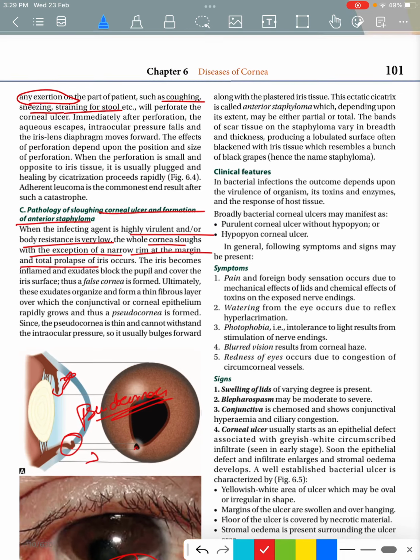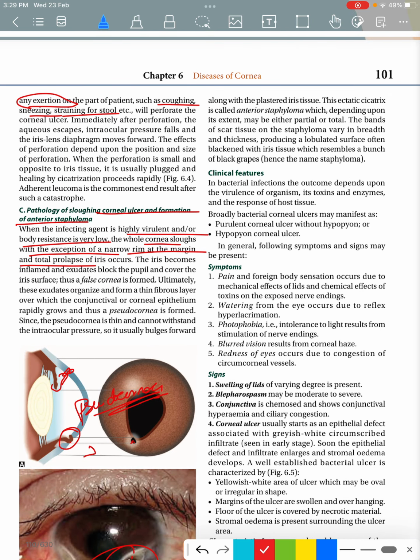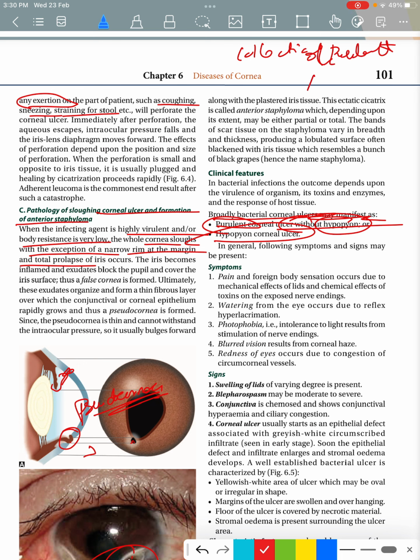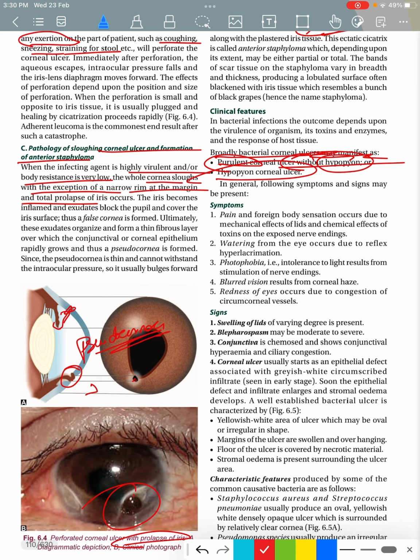Okay, so let's see about the clinical features of this bacterial keratitis. Broadly, bacterial ulcers may manifest as purulent corneal ulcer without hypopyon or hypopyon corneal ulcer. Hypopyon is nothing but a collection of pus cells, purulent cells. In bacterial keratitis, it is sterile. Okay, it is sterile.